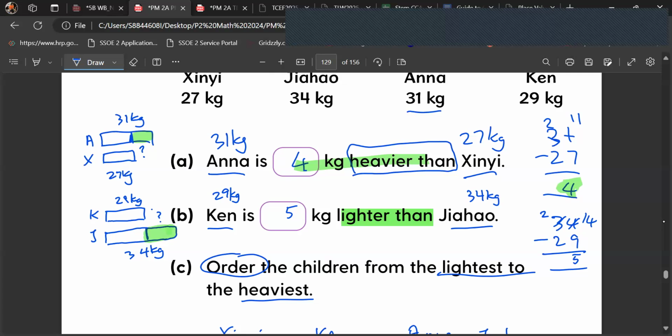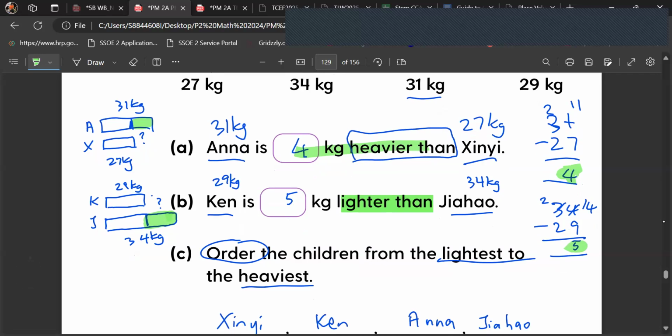Can you see? So I draw a shorter bar for our friends who have a lower mass, and I draw a longer bar for our friends who have a higher mass. And you can see I use the color code to tell me what is the part that is extra or less than or lighter than. And then what is the part that is extra, that's heavier than. Okay, I'm going to move on to the next question.